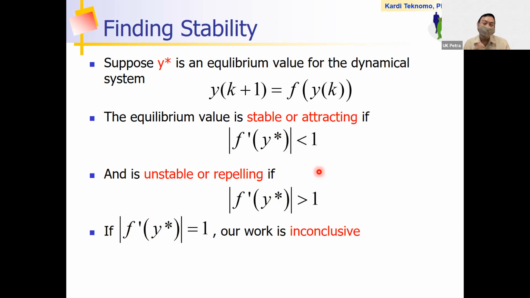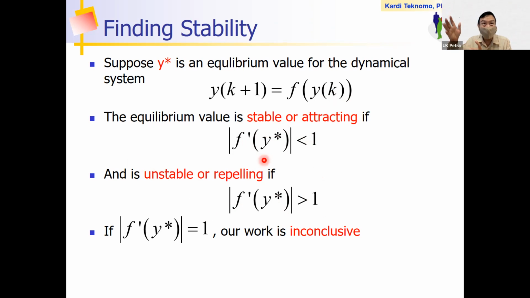So absolute value less than 1 means between negative 1 and positive 1. Zero is included. That is stable. If above 1 or less than negative 1, negative 2 and so on, that is unstable. So what is this? This is actually the eigenvalue of the system.